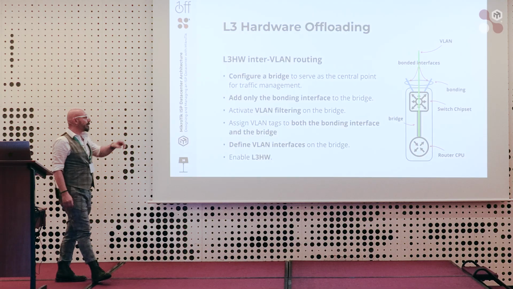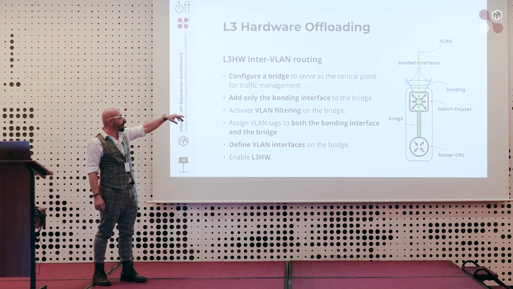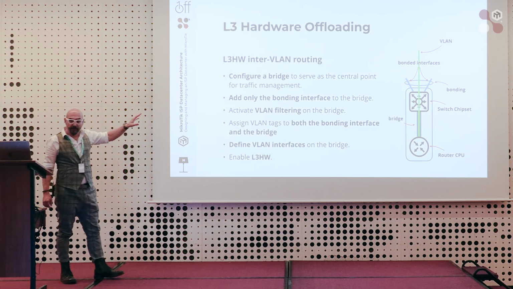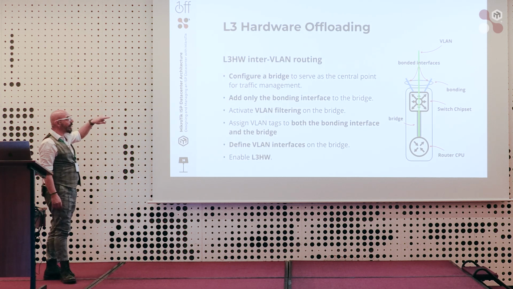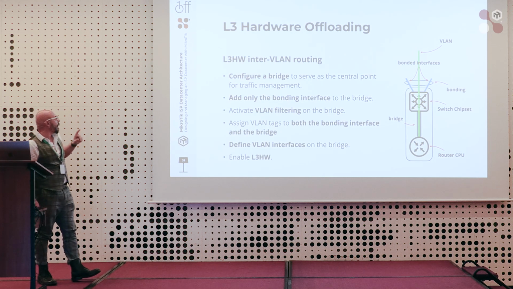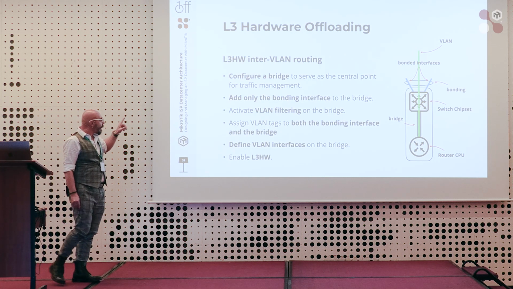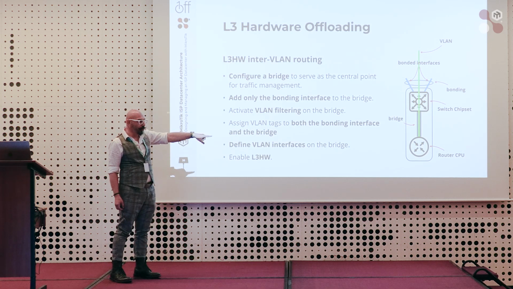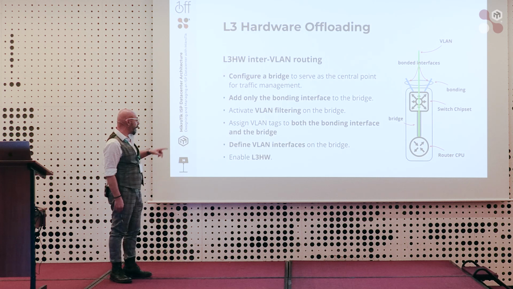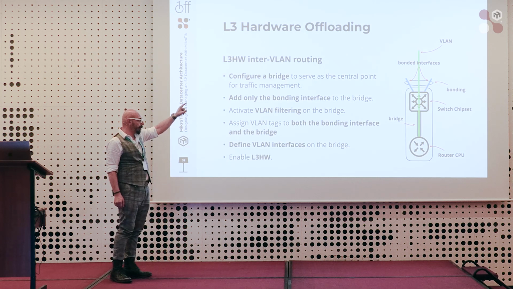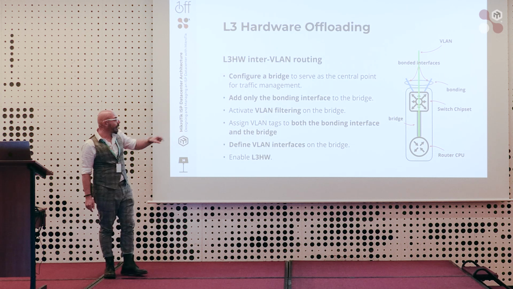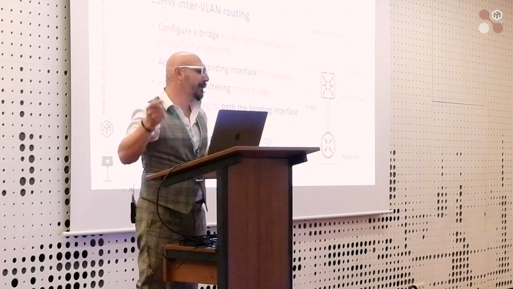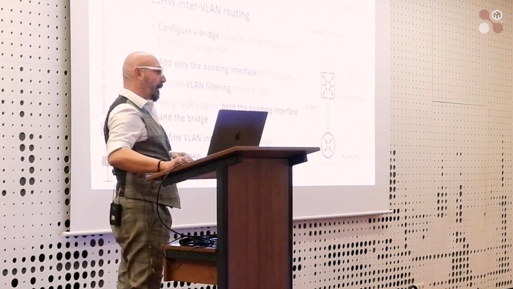In this case, we can put the bonding interface going to the MLAG in a bridge without any other interface. So we create a bridge, we add the MLAG interface in the bridge, and we can then activate VLAN filtering on the bridge, tag the VLANs we want to put in hardware offloading both on the bonding interface and on the bridge to let the router receive this VLAN, define VLAN interface in interface VLAN, and enable layer 3 hardware offloading, and the game is done.